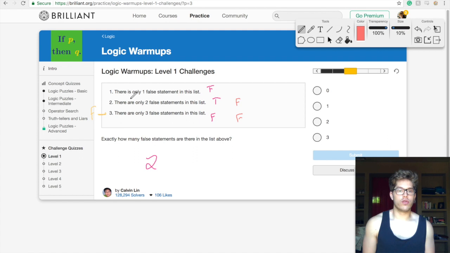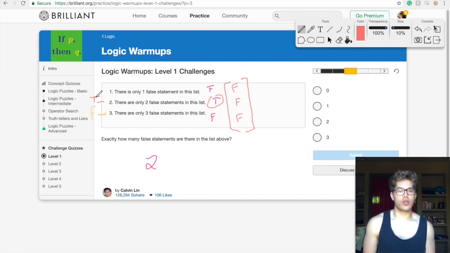There are only 2 false statements in this list. If this is false, then the statement there is only one false statement in this list would also be false, because then all 3 would be false. But this cannot be the case, because then statement 3 would be true. So this is not possible. So again, statement 2 must be true.